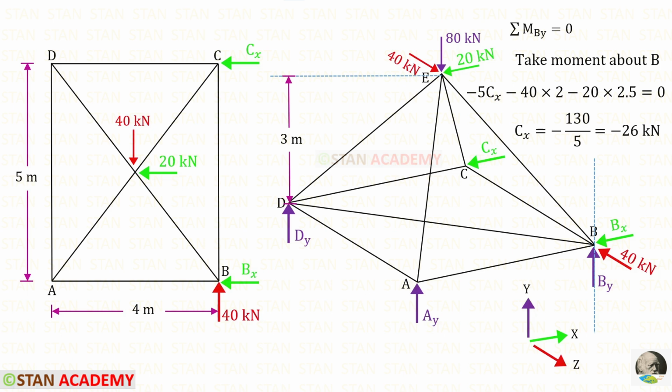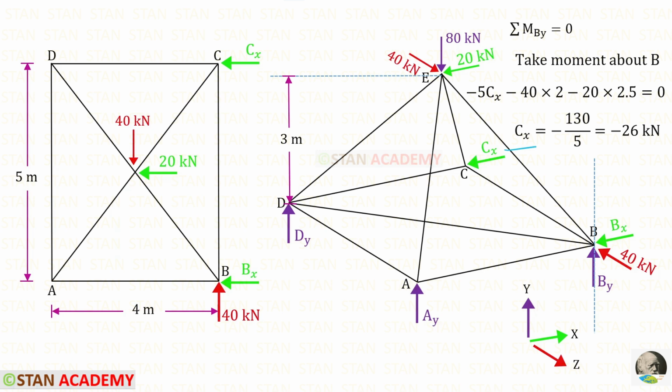When we take moment in the y direction, Cx is acting in the anti-clockwise direction about the point B, and the distance is 5, so minus 5 Cx. This 40 kilonewton is also acting in the anti-clockwise direction, so it is also negative, and the distance is half of AB, so 4 by 2, it will be 2 meter. This 20 kilonewton is acting in the anti-clockwise direction, so it is also negative, and the distance is half of AD, 5 by 2, it will be 2.5 meter.